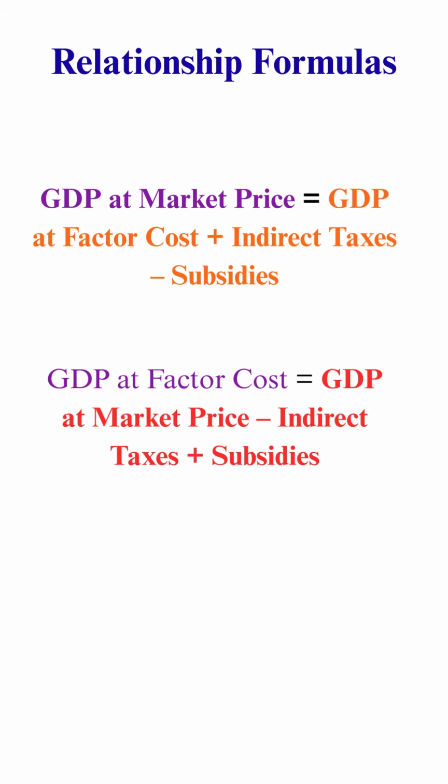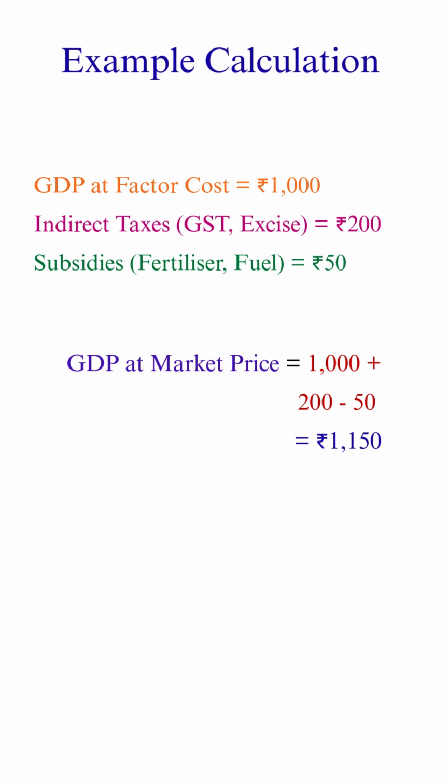Let's look at an example. Suppose GDP at factor cost is Rs 1,000. Indirect taxes like GST is Rs 200. And subsidies like fertilizer support are Rs 50. Using our formula, GDP at market price equals 1,000 plus 200 minus 50 equals Rs 1,150. So, when we include taxes and remove subsidies, GDP at market price becomes larger than GDP at factor cost.